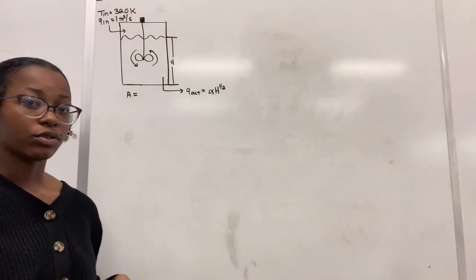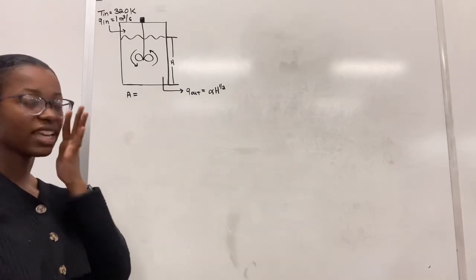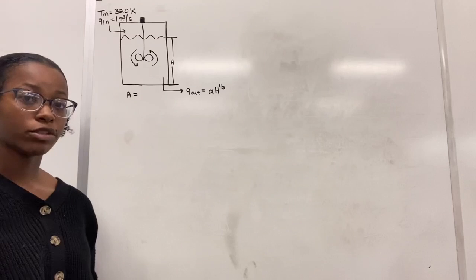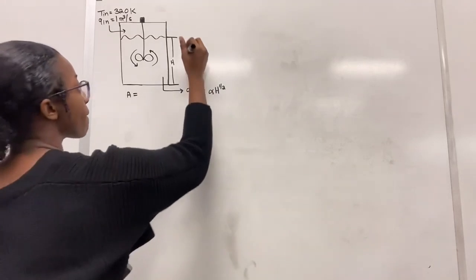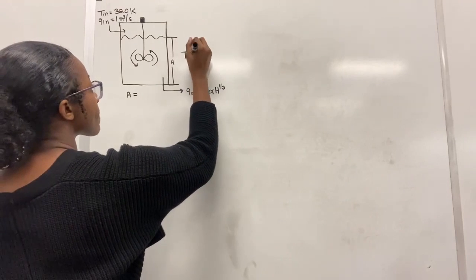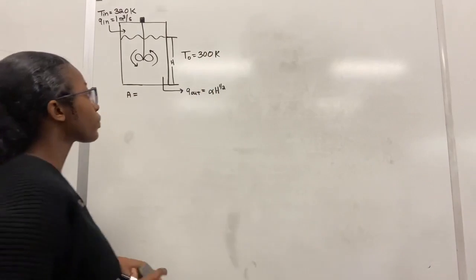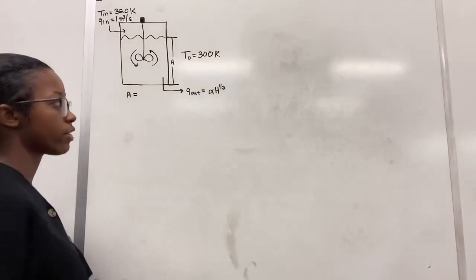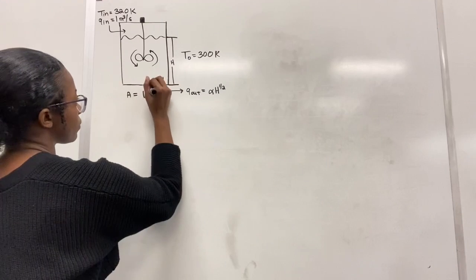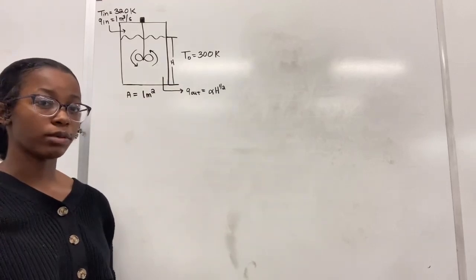And we also have to identify the conditions of the water that's already inside the tank. The initial temperature of the water inside the tank is 300 Kelvin. The cross-sectional area is 1 meter squared. And the initial height is 1 meter.